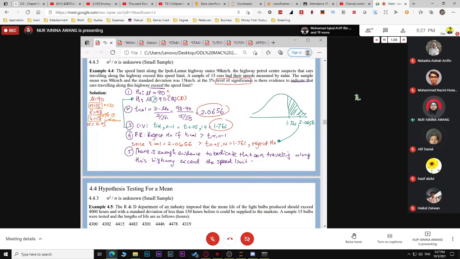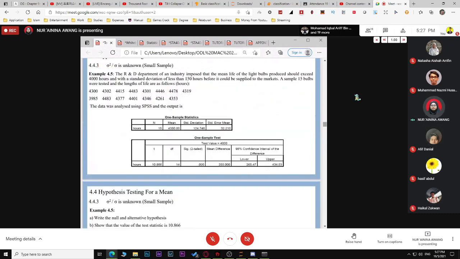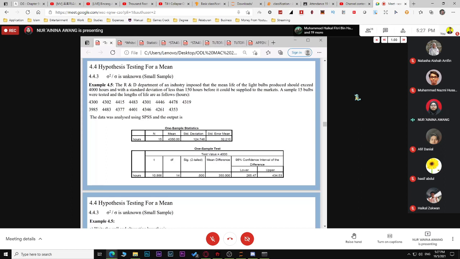Boleh. So kalau okay, kita tengok on the last example for small sample. So this is the R&D department imposed that the mean life of the light bulb produced should exceed 4,000 hours with a standard deviation less than 150. And then a sample of 15 bulbs were tested. So this is the data. So dia bagi dekat you SPSS output. So you know that this is your N, your X bar, your S over square root of N. And this is your test value, your mu. And this is your test statistic. Since the case is for small sample, so this is your T-cal.